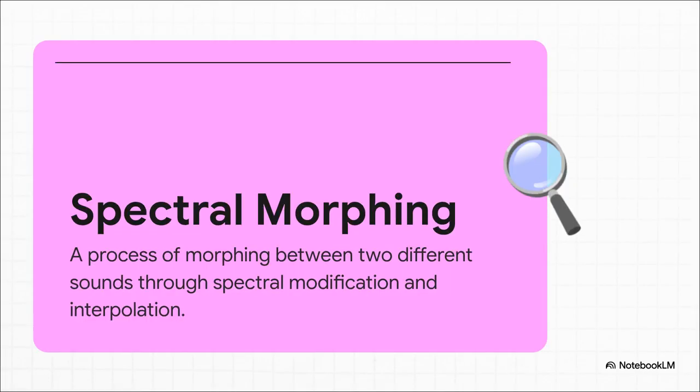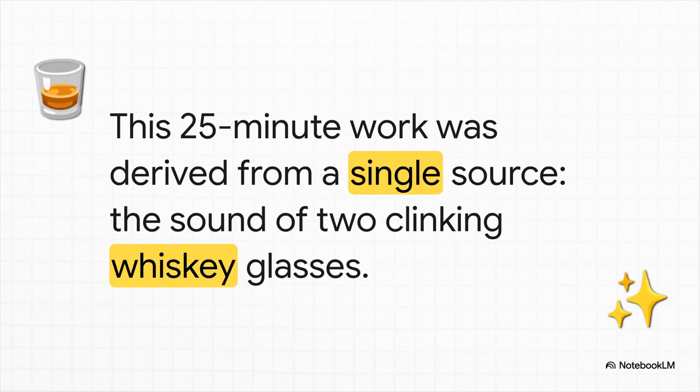And taking this whole idea of composing with a sound's DNA even further is a technique called spectral morphing. This was pretty much perfected by a composer named Trevor Wishart. And honestly, the ultimate, almost unbelievable example of this is Wishart's 25-minute piece called Imago. Every single sound you hear in that entire piece was grown from one single source, the sound of two whiskey glasses clinking together. That's it. By analyzing the frequency DNA of that one tiny clink, he was able to morph and grow an entire epic world of sound. It's basically sonic alchemy.